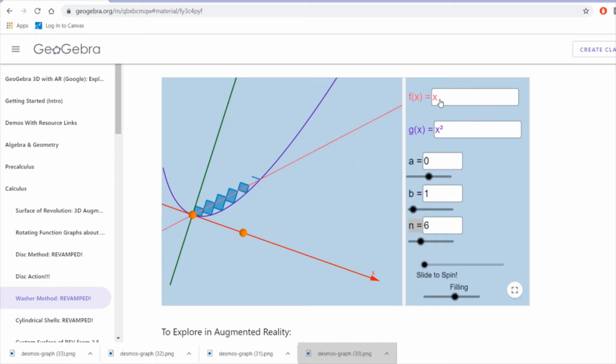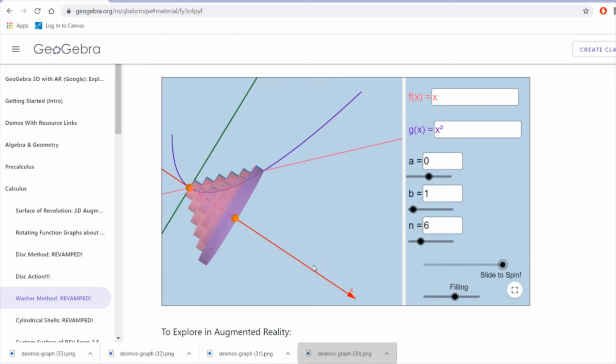So here you put in both equations. We put in f of x is equal to x and g of x is equal to x squared. And notice that the area between them is getting filled in with these rectangles. The rectangles aren't doing the best job of approximating that area between them, but it's okay. And so I'm going to rotate these around.